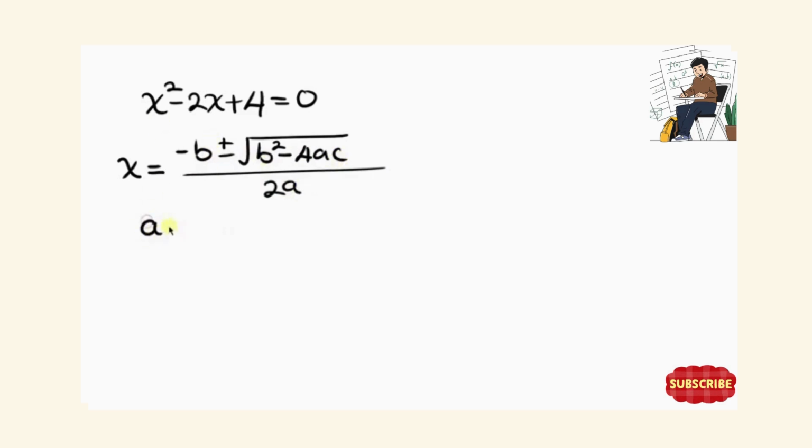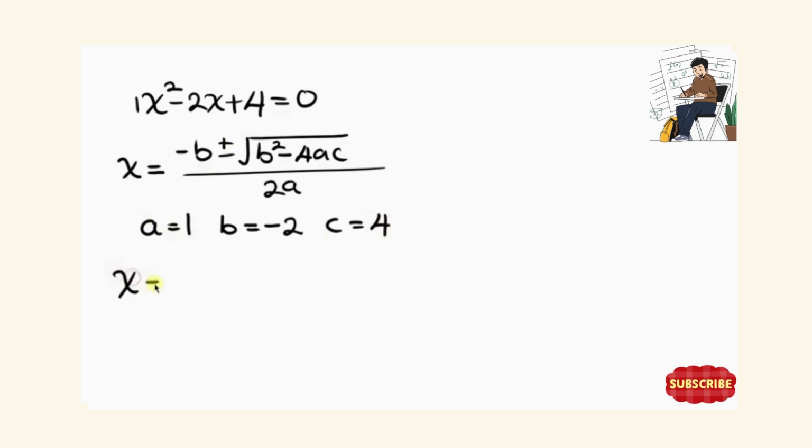Now what is our a, what is our b, and what is our c? Our a is a coefficient of x squared, and that's 1. And our b is a coefficient of x, and that's -2. And our c is a constant term, which is 4. Now let's substitute into this quadratic formula.